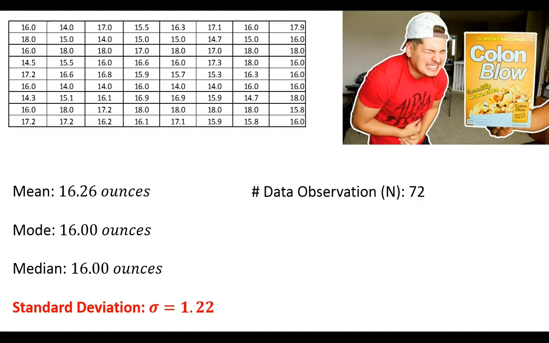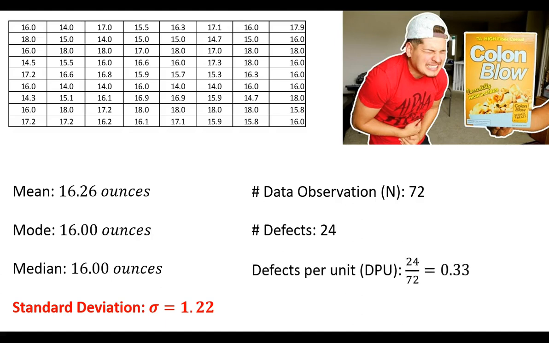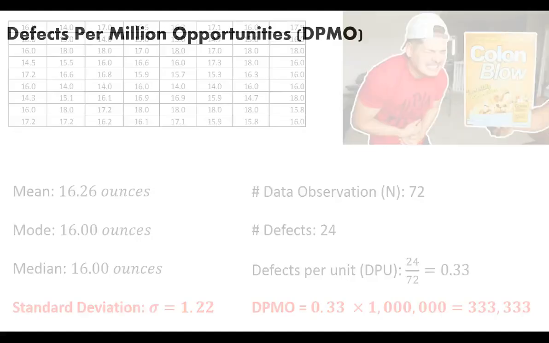We observed, decided to do a study, and took 72 samples of different boxes and measured them. You found 24 defects. Again, these are the ones that were outside of our range. We have defects per unit at 0.33, and so we calculated that the defects per million were 333. So exactly 1/3 of our product was not meeting customer expectations.